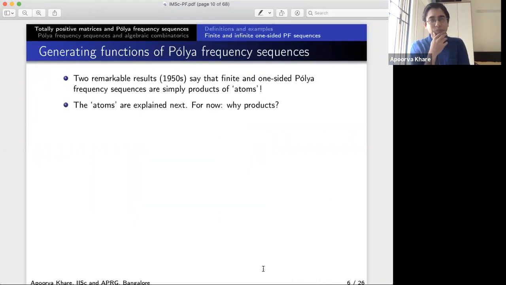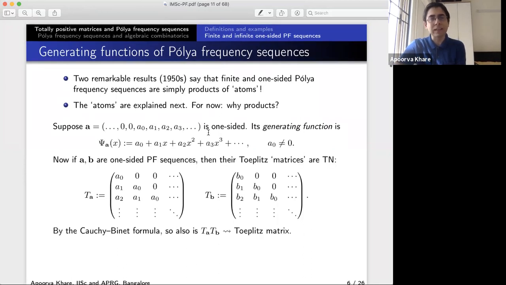Okay, so this is the point of two remarkable results from a while ago, which say that both finite sequences and one-sided sequences are simply obtained by multiplying basic ones, which I will call atoms for this talk. So I will explain the atoms on the next few slides, but for now, let me tell you my products. So suppose I have a one-sided sequence. Clearly, this is more general than the finite sequence, because I can always take 0, 0, 0, 0 here at some point. For this sequence, I attach a generating function in the spirit of combinatorics or maybe even analysis. And so this is the generating function.